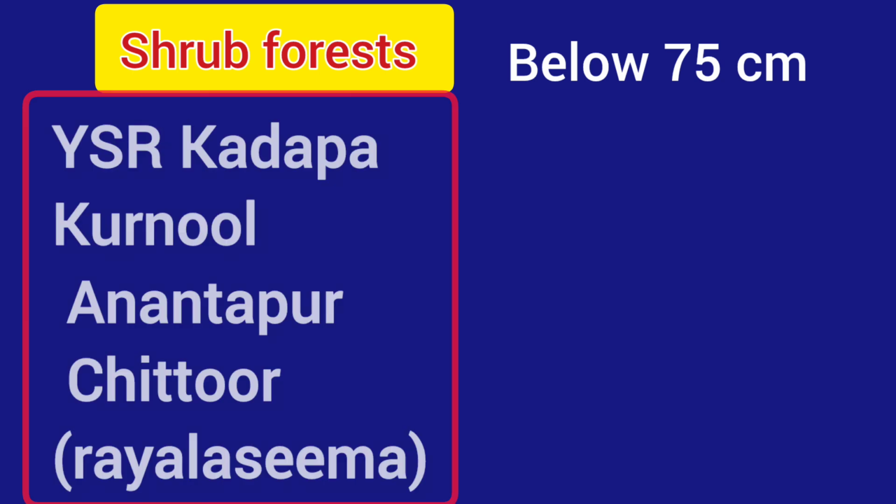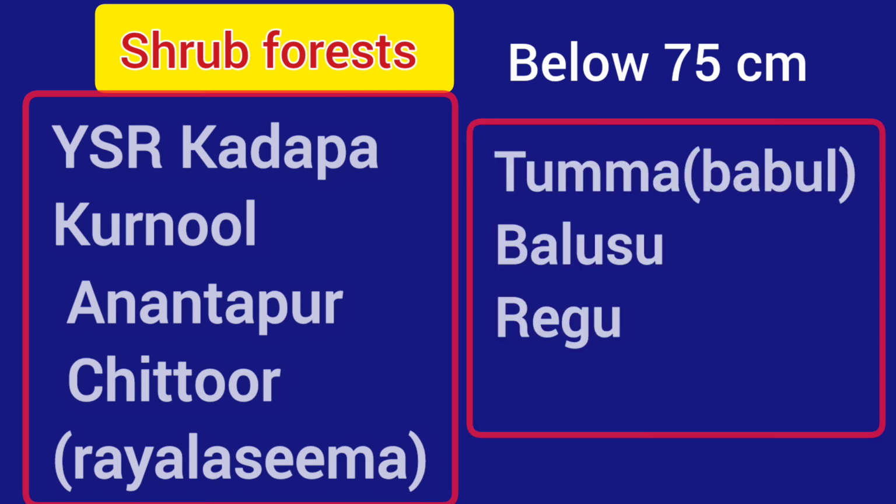Third one is shrub forests. They grow in areas with a rainfall below 75 centimeters. These forests grow in YSR Kadapa, Kurnool, Anantapur and Chittoor districts of the Rayalaseema region. The plants that grow in these forests are tumma or babul, balusu, regu, etc.